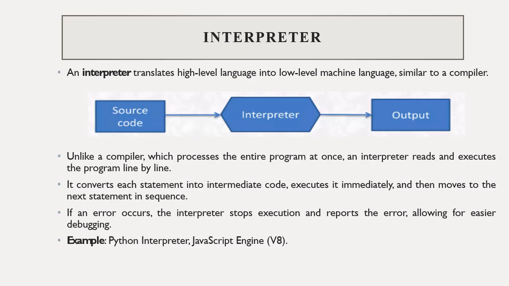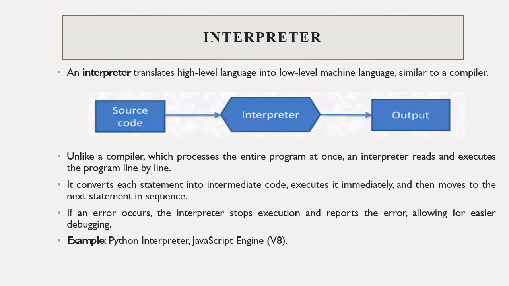So now, the next thing is for us to look at the interpreter. An interpreter translates high-level language into low-level language similar to a compiler. But unlike a compiler, it does not process the entire program at once. An interpreter reads and executes the program line by line. For a compiler, it does it all at a time. It does not follow it line by line. But for an interpreter, it translates these instructions line by line.